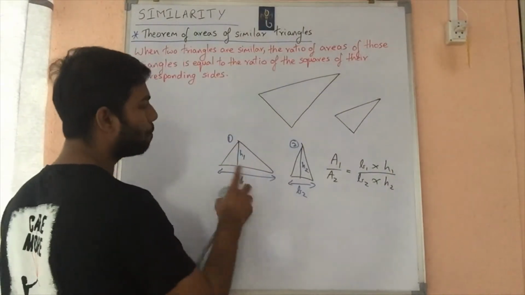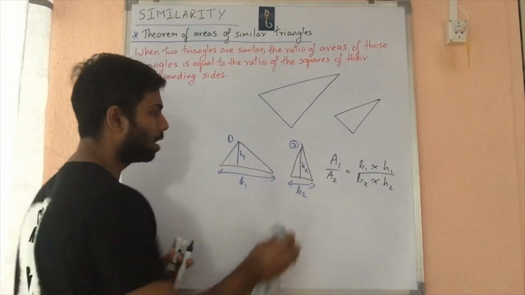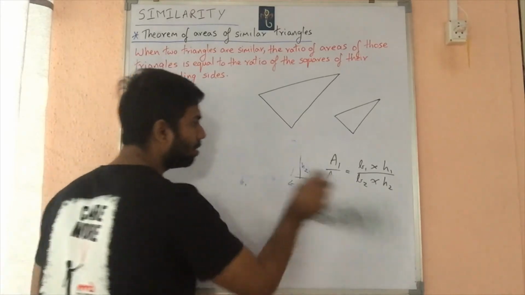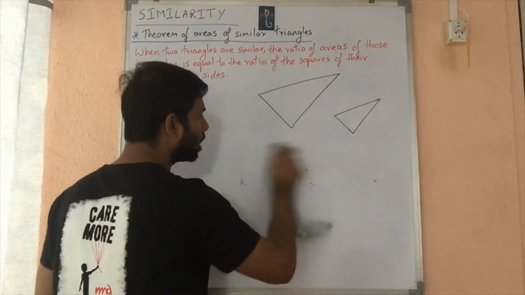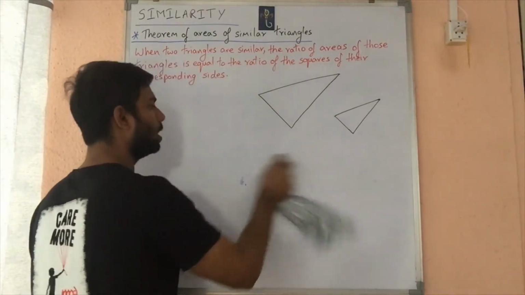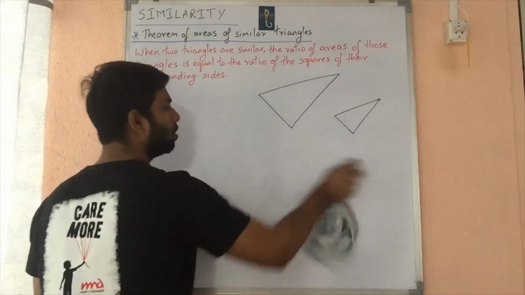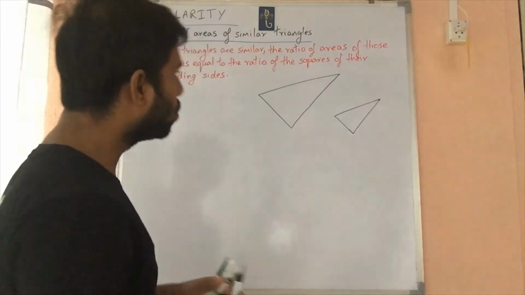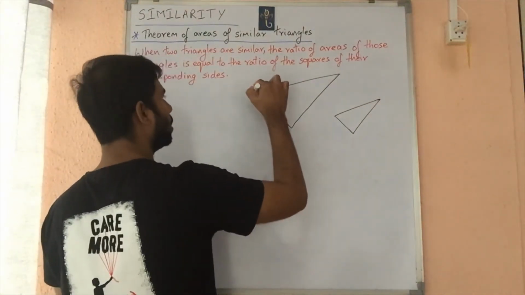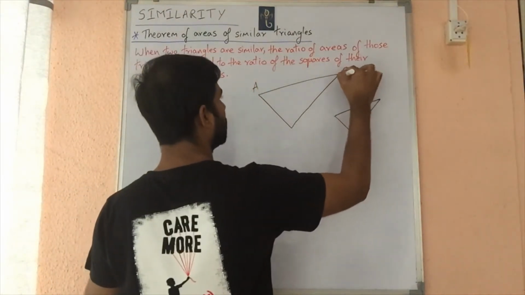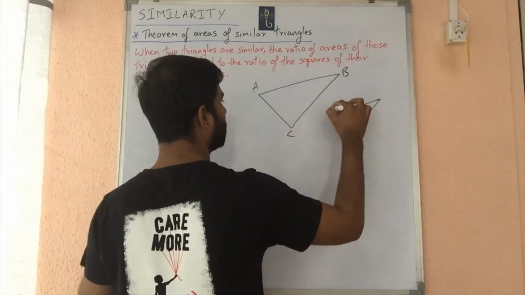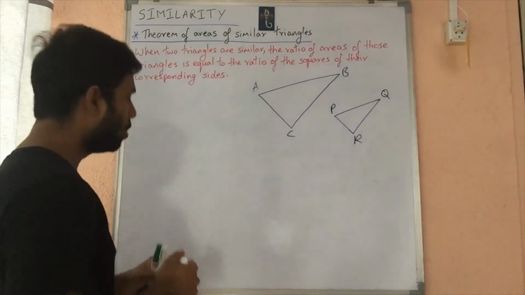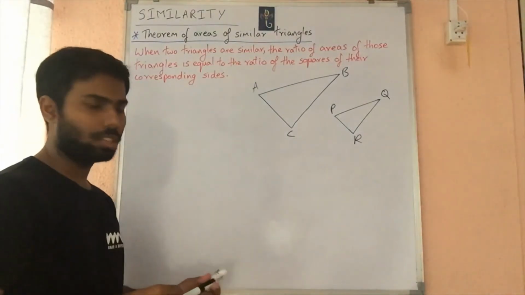But now what happens when these two triangles are similar, right? That is what we can learn from this particular theorem: if two triangles are similar, then what will be the ratio of the areas of those triangles. I have drawn two triangles over here. Let me name them A, B, C and P, Q, R.